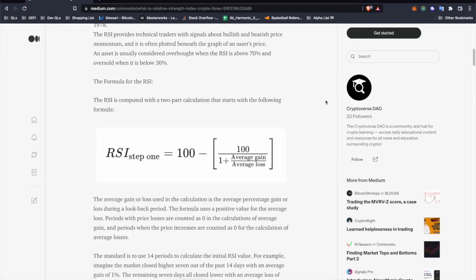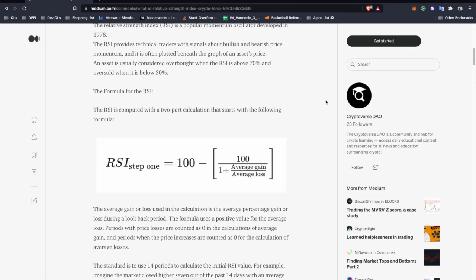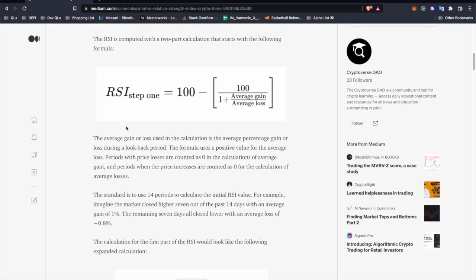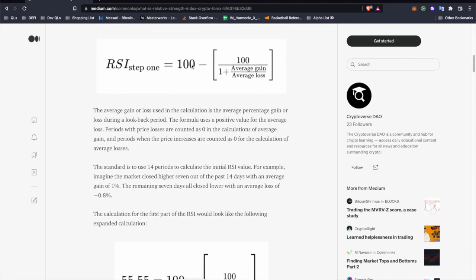It's a two-part calculation to calculate the relative strength index of the price of an asset. And it starts with this. This is the first part of the calculation, RSI step 1: 100 minus 100 over 1 plus the average gain over average loss, right? The average gain or loss used in the calculation is the average percentage gain or average percentage loss during a look-back period. And this is something that can change as well depending on how you use the indicator, and we'll get into that in just a second.